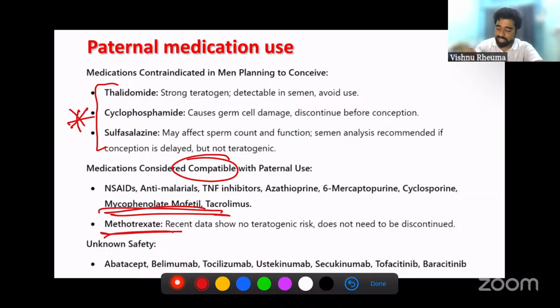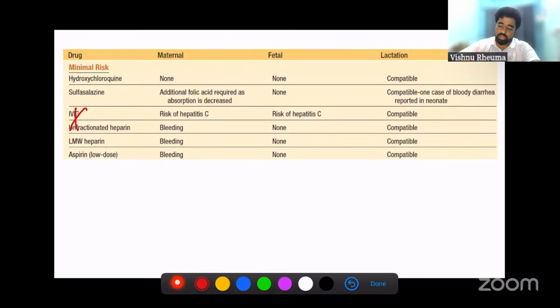And even methotrexate, it's not teratogenic as such. Then unknown safety, there will be a lot of new drugs including your JAK inhibitors, etc. So again, these are the main drugs for paternal use. So coming to, again, a kind of summarized one where we are seeing maternal changes.